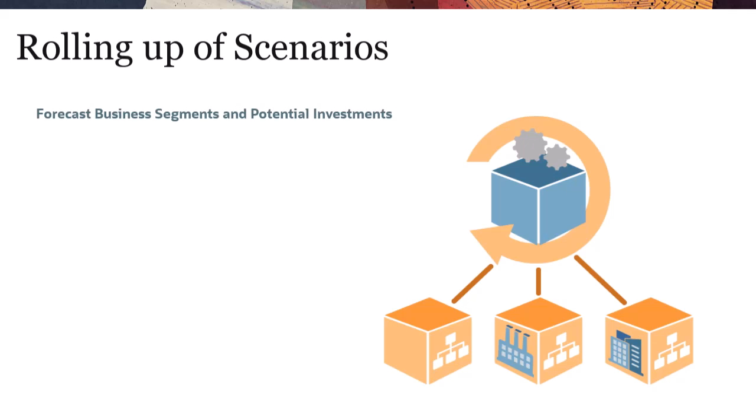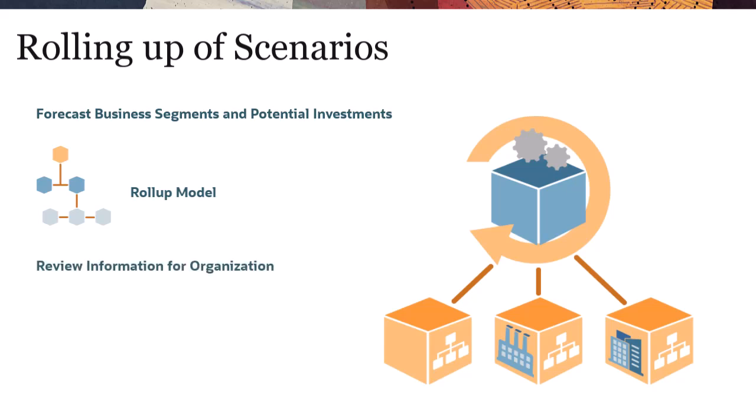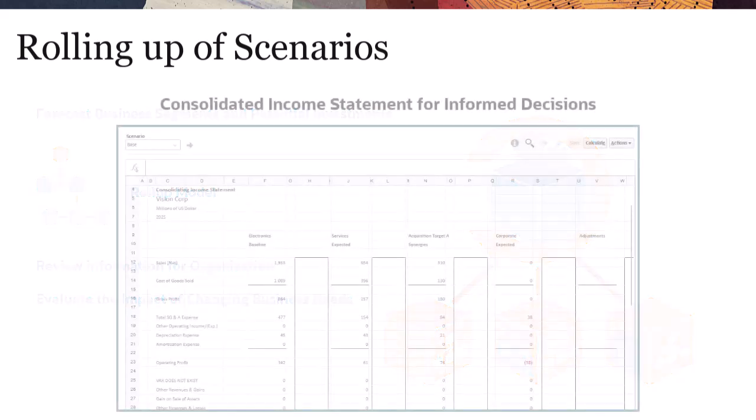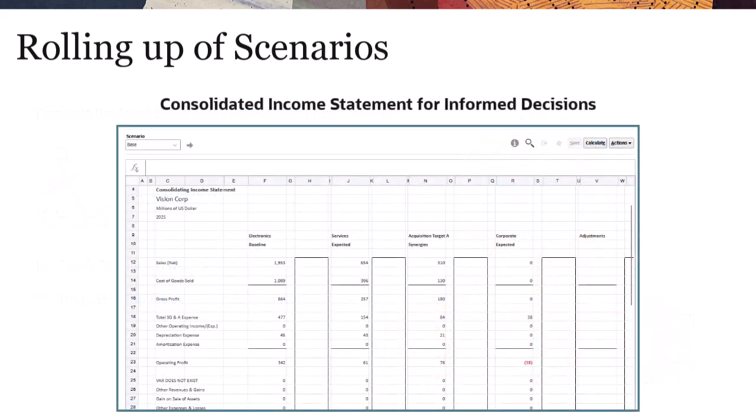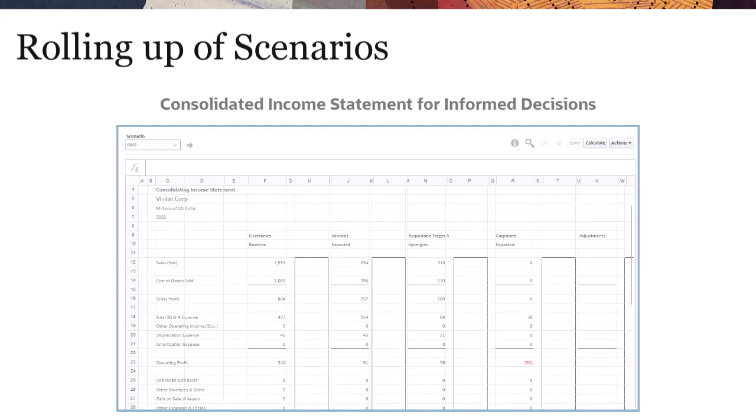After you forecast each of your business segments and potential investments and roll up your model, you can review rolled-up information for the whole company. Rollup helps determine how changing business unit conditions affect parent company earnings and values. By reviewing the rolled-up model, you can make informed decisions about individual business units.